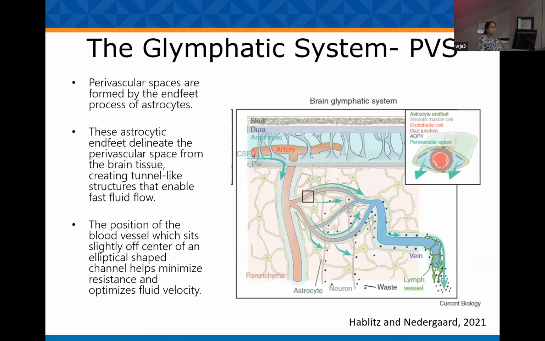So this is another view, a closer view of the lymphatic system. Perivascular spaces are formed by the end feet processes of astrocytes. These astrocytic end feet delineate the perivascular space from the brain tissue, creating tunnel-like structures that enable fast fluid flow. The position of the blood vessel, which sits slightly off-center of an elliptical-shaped channel, helps minimize resistance and optimizes fluid velocity. And as these vessels narrow, the size of the astrocytic end feet also decreases.